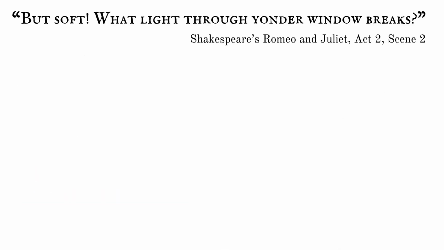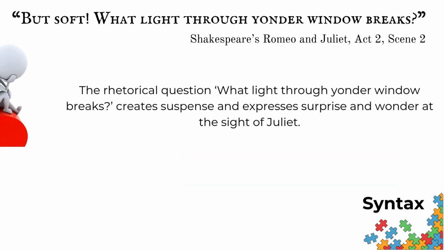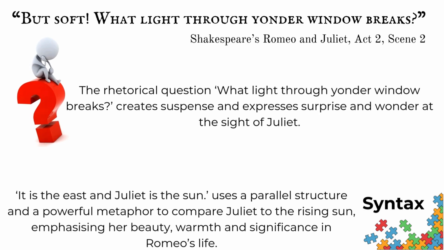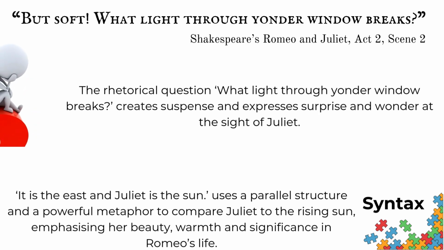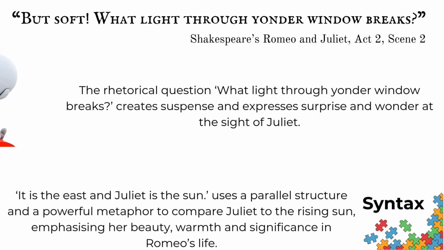Take Romeo and Juliet as an example. When Romeo says, "But soft, what light through yonder window breaks?" the grammar here uses a question to create suspense, while the syntax, or word arrangement, like "It is the east and Juliet is the sun," flips the sentence in a way that emphasizes Romeo's sudden realization.